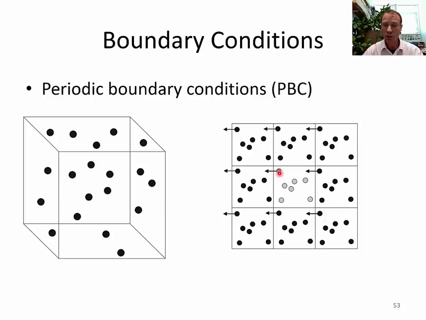When a molecule at the edge of the box moves across the boundary, another equivalent molecule moves into the box on the other side. This means at all times that the number of molecules in the box remains constant. And this is a really good way of modelling a system without edge effects, which is often what we want if we want to study, for example, a protein in water.